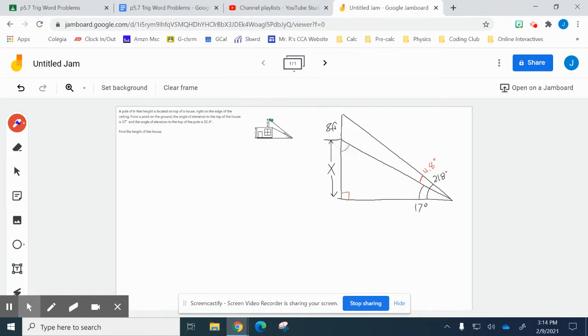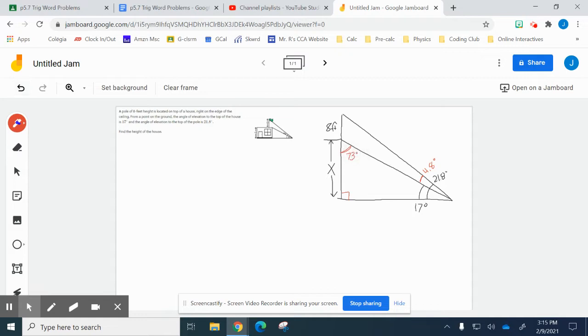So if I go 90 for the right triangle minus 17 for the angle over here, I'm solving this triangle right here. I'm going to solve for that angle right there. That's going to be 90 minus 17, because the three angles of a triangle have to add up to 180. So that's going to be 73 degrees.